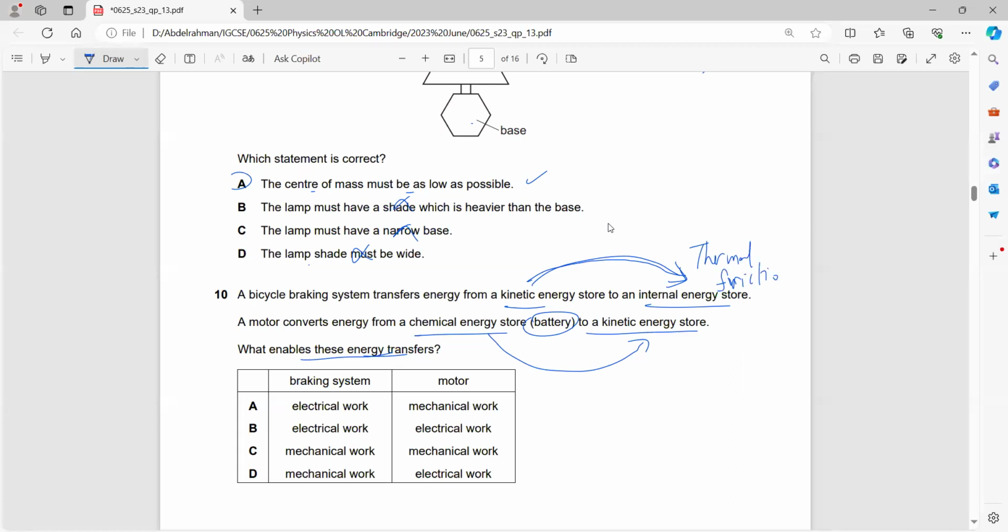Okay. What about the chemical? The battery. How can the battery produce kinetic energy inside the motor? Yes, it's due to the electrical work done. When you connect the battery to the wires, what happens? Electricity is produced, electrical energy is produced. So basically, you're changing the chemical energy to electrical energy and then to kinetic energy inside the motor.